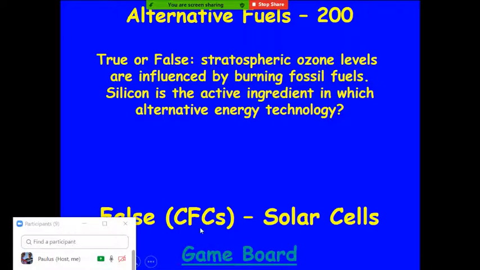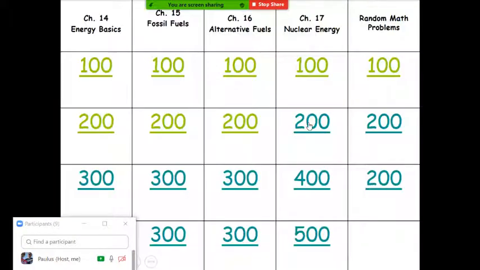All right, so it's false. Chlorofluorocarbons destroy the ozone layer. And then solar cells. Okay, so silicon, it's actually the electrons in the silicon atom that get excited when the photons from sunlight hit them. And that excitement, I forget exactly what it's called, an electrical field is created, and that creates the direct current. And of course, remember, you have to convert the direct current to alternating current before it can be used as electricity by us.